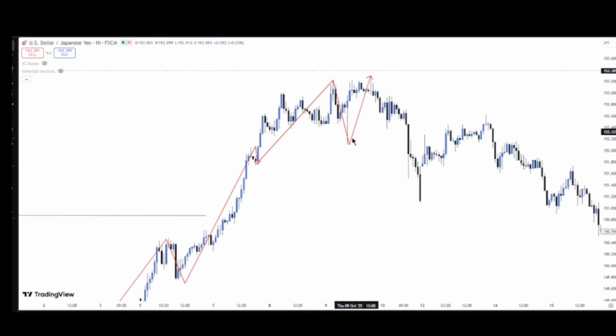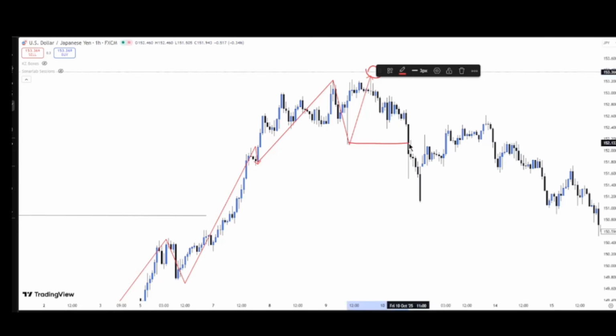If I ask you now, where is your inducement in the market to confirm this very high? Where are you going to show it to me? I'm talking about this high. Where is your inducement to confirm this high? Of course, this becomes your inducement in the market to confirm that high. Simple. So this is your inducement.